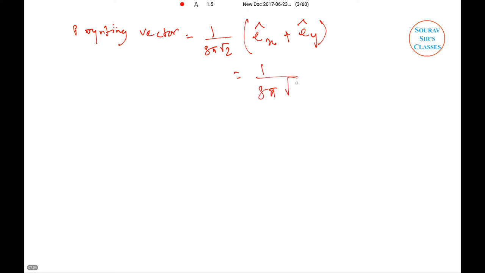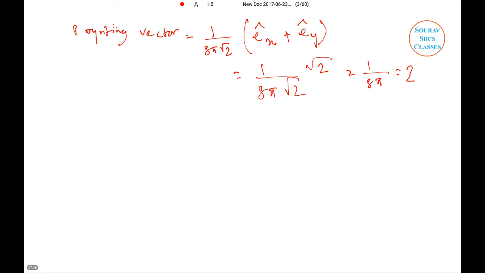Let's talk about the pointing vector that we were discussing previously. The expression for this sum will be 1 by 8 pi root 2 (Ex cap plus Ey cap). So 1 by 8 pi root 2 multiplied with root 2 gives an answer of 1 by 8 pi, that is I. So this is our required pointing vector.